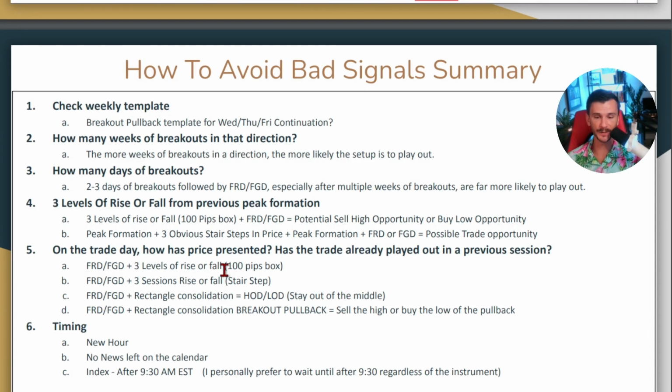Just because I have a signal does not mean I have a setup. The signal is to look for the setup on the following day. The presentations of price and the time of day are what are going to give me the setup, whether or not I actually have a peak formation high after a first red day at the high of the day and it starts to break down at 9:30. That to me is a good quality setup.